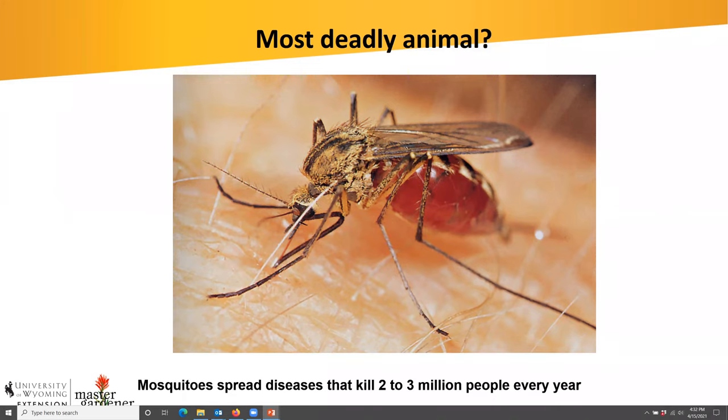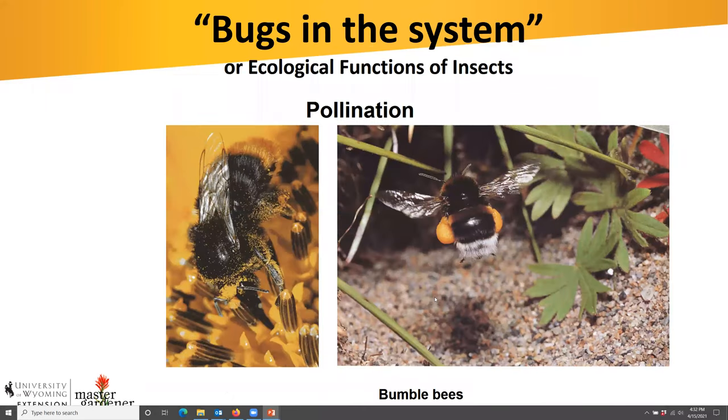I was just in a meeting all day today regarding the funding of mosquito control programs around the state that target specifically the vector of West Nile virus. So again, they have an impact on our lives and our budgets. But for gardeners, we often want to think of them in terms of the functions that they do. Pollination is one of the more important ones.